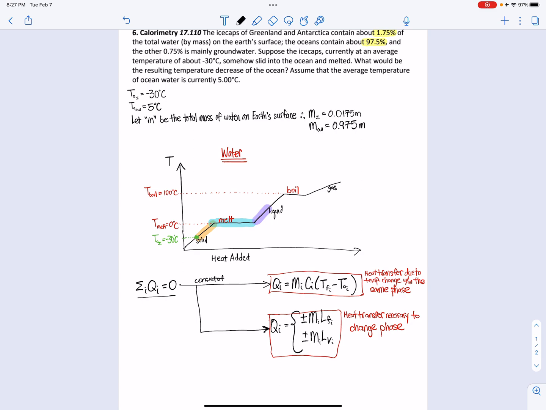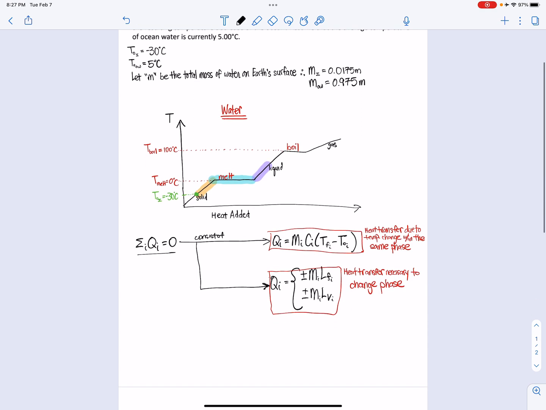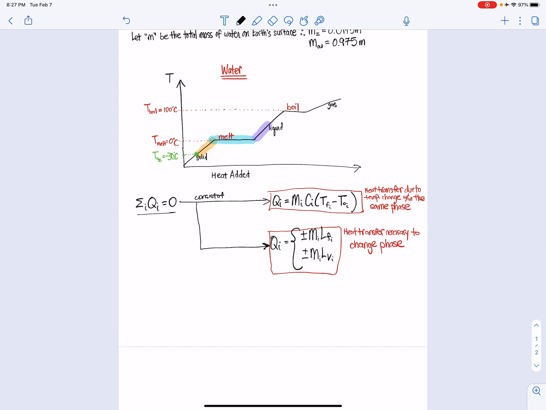So I'm going to start with ice, okay? I have the mass of ice. This is for the solid phase of ice, where it's within the same phase of solid. Okay, the mass of ice times the specific heat of ice times the change in temperature of ice, right?